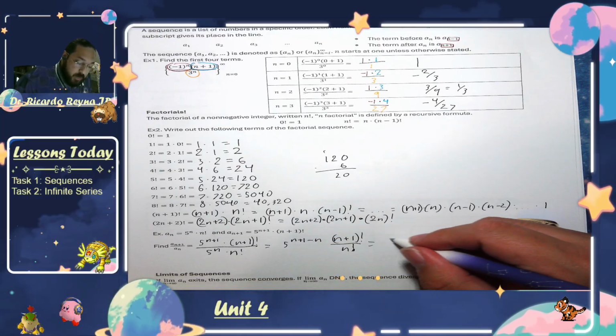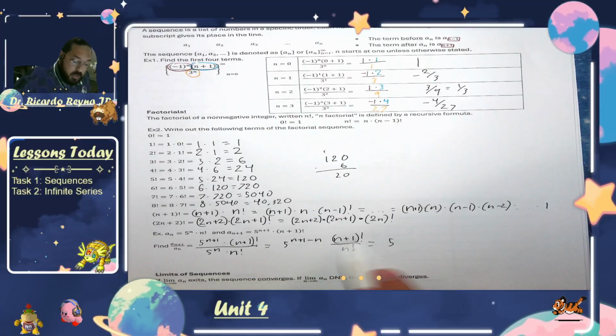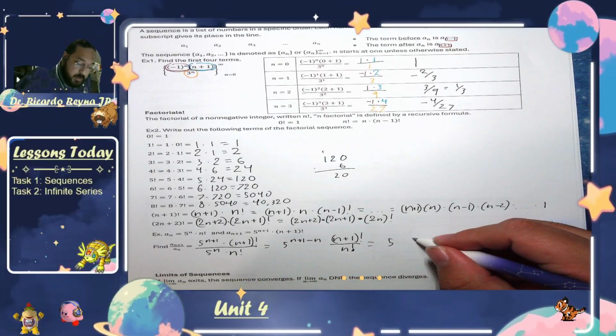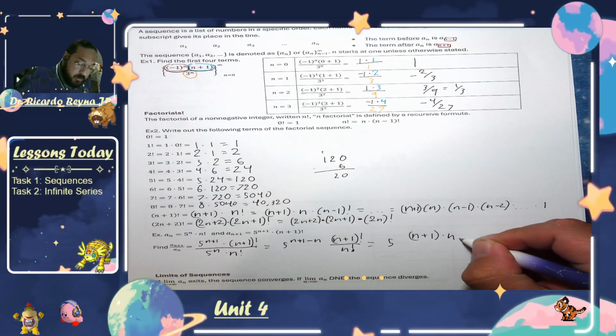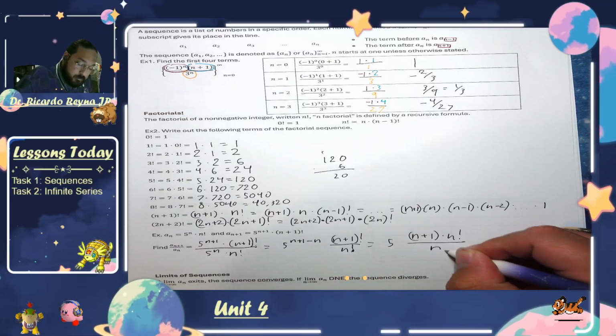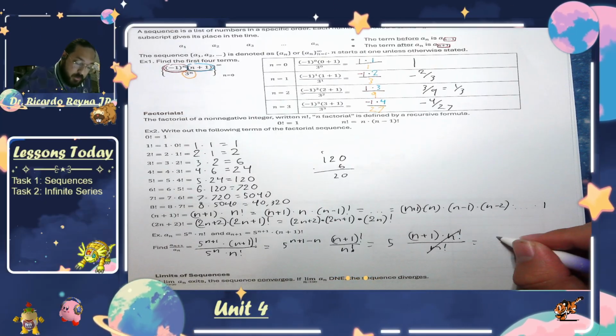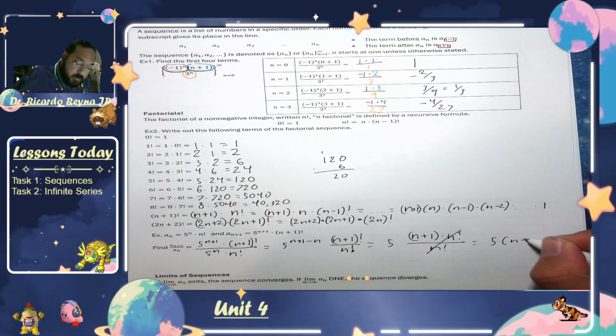That's just going to be 5. And for this factorial, we know we can expand it to be (n+1) times n!. So that's going to cancel out, and we're left with the result of 5 times (n+1).